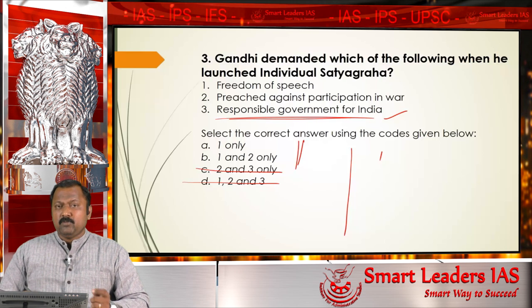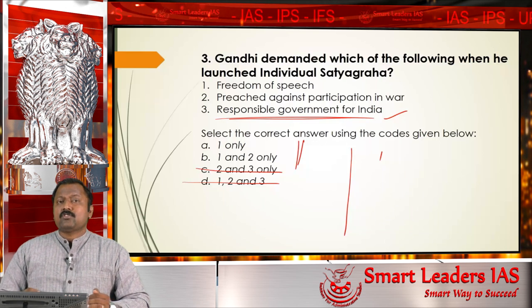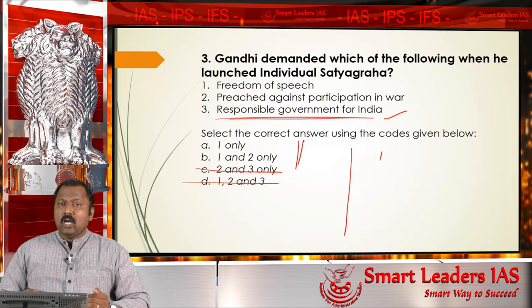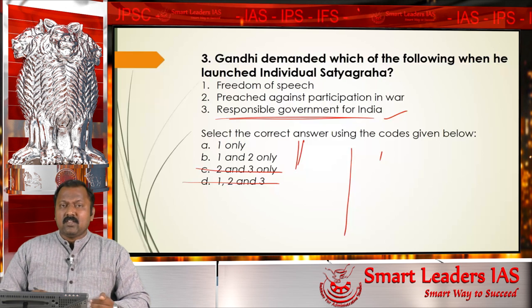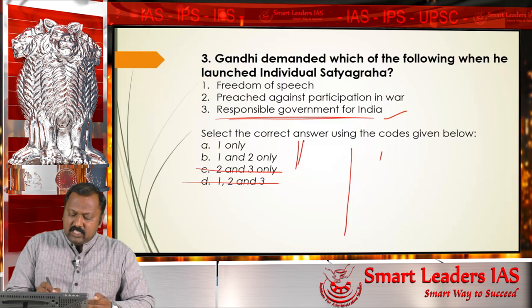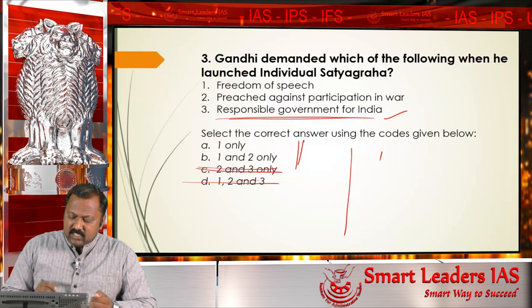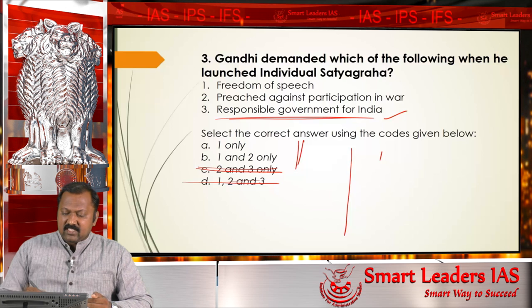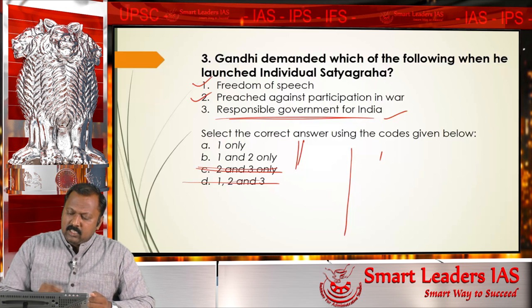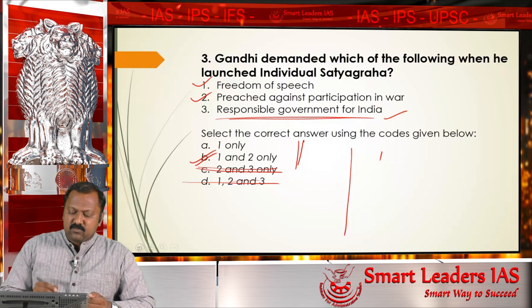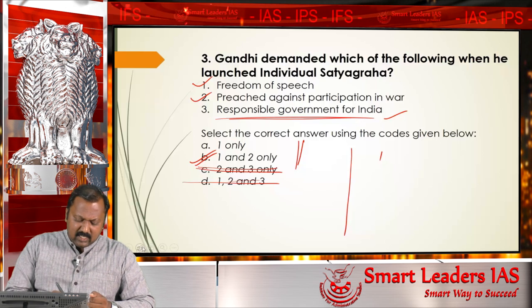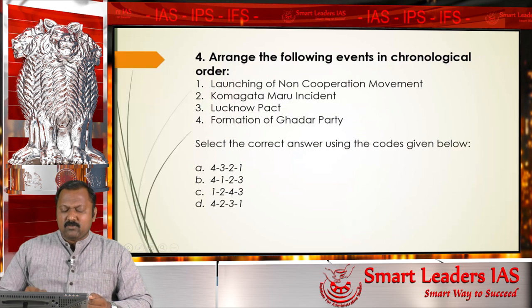Success in the preliminary depends on narrowing down your choices. Among the 4 choices, how many you narrow down determines your success ratio. So here I have decided C is not the answer, D is not the answer, and the correct answer is that freedom of speech is present, preaching against participation in war is present, so both are present. Similarly, we have other types of questions where 4 statements are given.